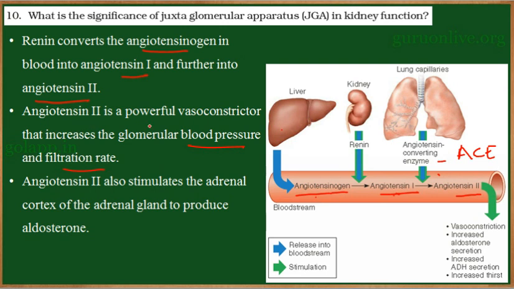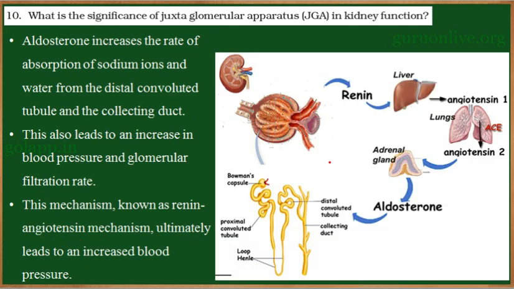Angiotensin 2 is a vasoconstrictor. It increases the blood pressure in the blood vessels of the efferent arteriole by constricting it so that the filtration rate increases. And similarly, it will induce the adrenal cortex to produce aldosterone. Now the kidney has two regions, the outer cortex and the inner medulla. Now the cortex cells on receiving angiotensin 2 produce aldosterone.